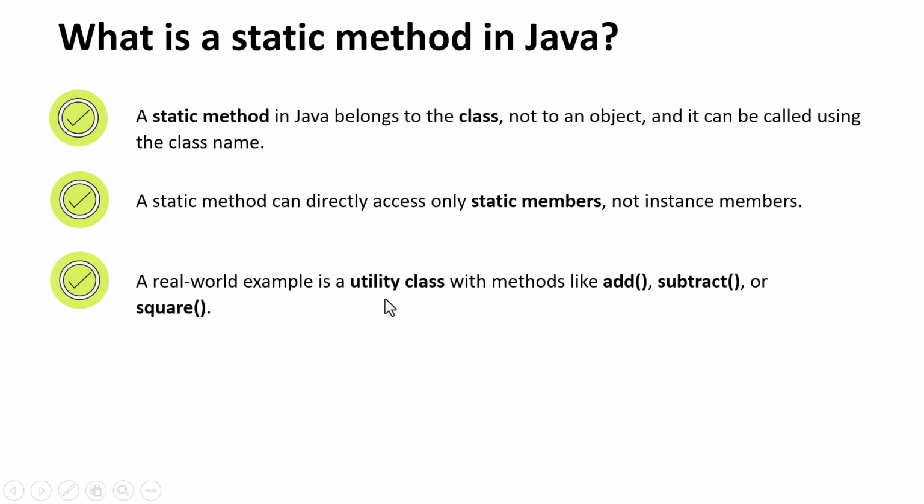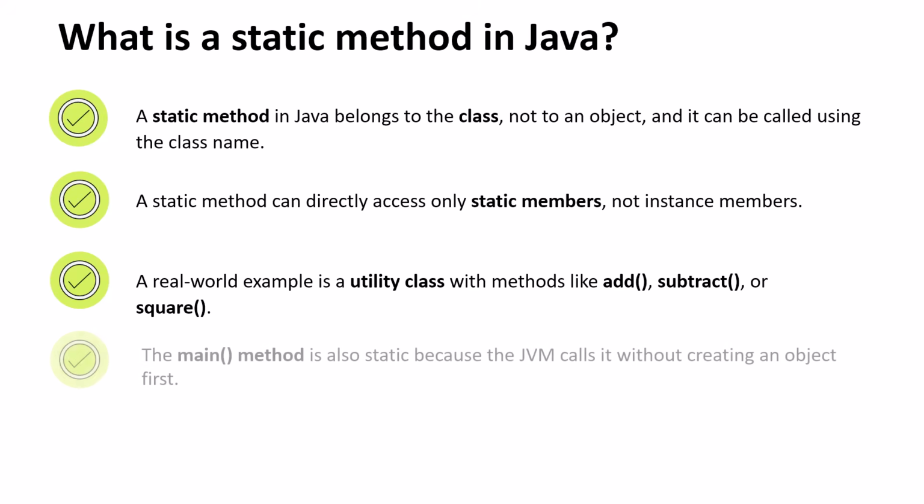A real-world example is a utility class like a calculator helper. Methods such as add, subtract, or square may be static because they perform general work and do not depend on any object-specific state. Another important interview point is that the main method in Java is also static. That is because the JVM must be able to call it without creating an object first when the program starts.